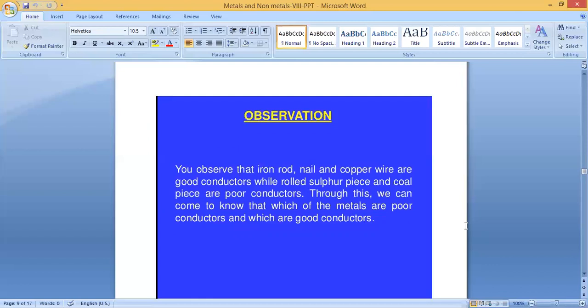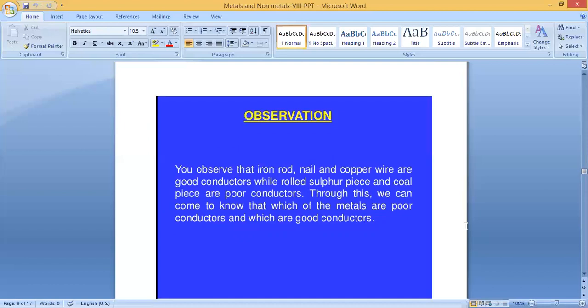the rolled sulfur piece and coal piece are poor conductors or insulators. Sulfur and coal are non-metals. They have the characteristics of non-metals, and the electrons will not flow. The movement of the electron is known as electricity. You know what is meant by electricity or current? The movement of the electron. Here, the electron will not move much. The flow is very slow. So they are non-metals.